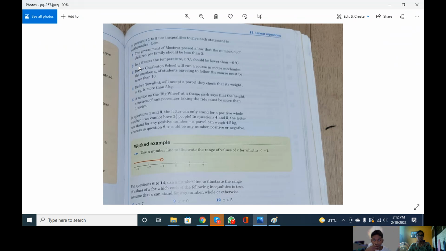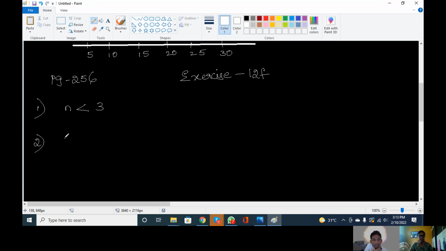Next question. In a freezer, the temperature x degrees Celsius should be lower than negative 6 degrees Celsius. We have a wheel inside the freezer so that we can adjust the temperature with that. So they said the temperature is x here. That x should be lower than negative 6 degrees Celsius. So this can be represented as x is less than negative 6 degrees.